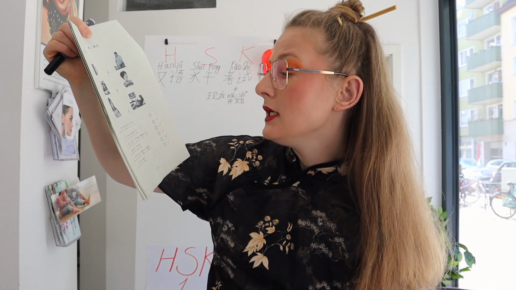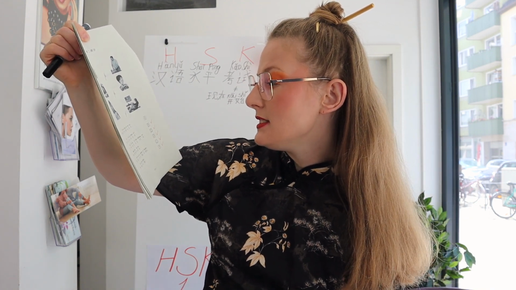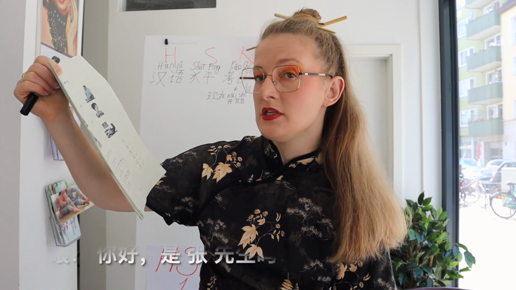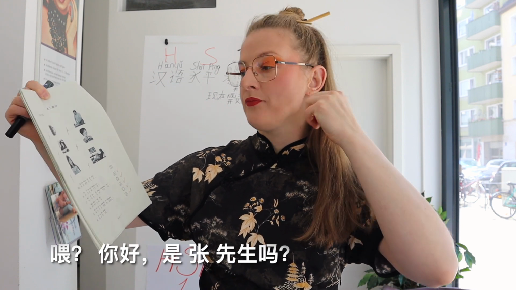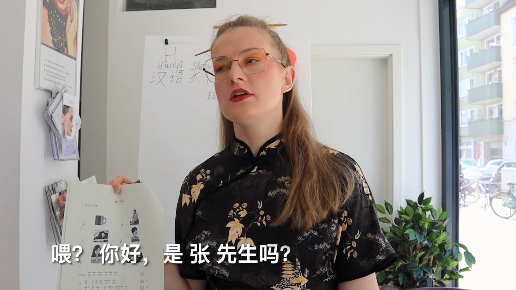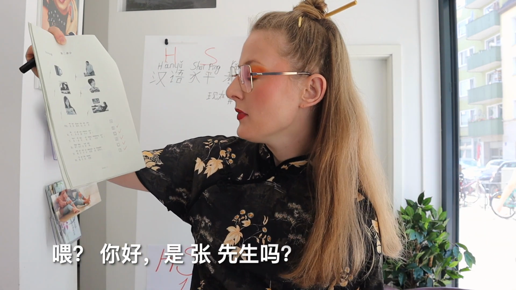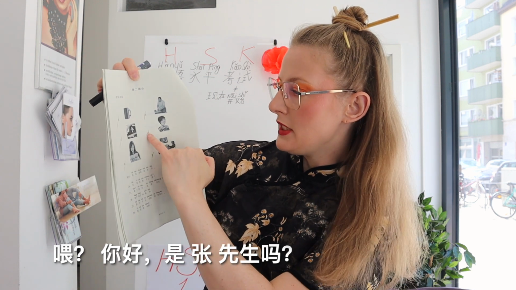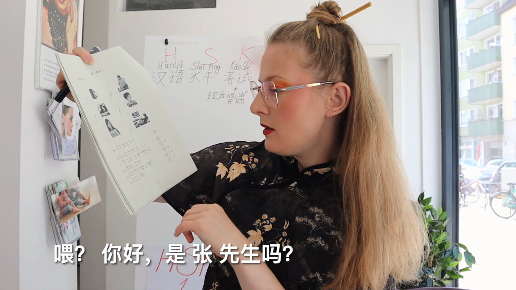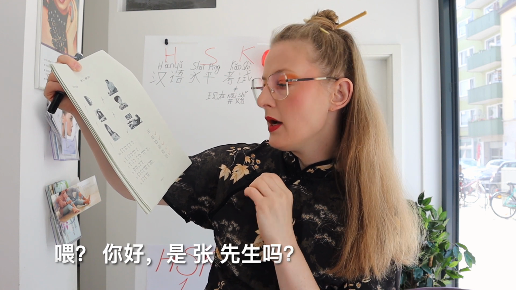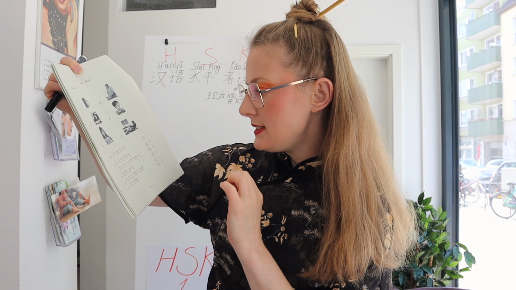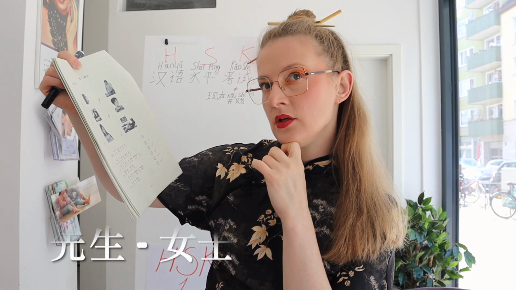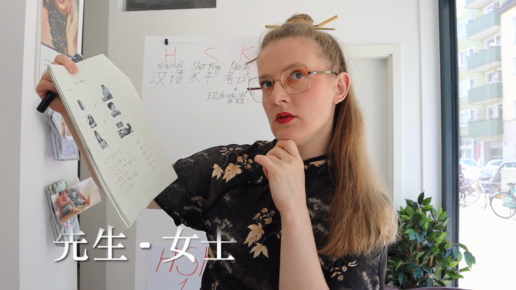27. 喂，你好，是张先生吗? Somebody's on the phone because in China people say 喂. It's like hello or hi. What do people say in Russian? слушаю, something like that, yeah. 喂. So I put the only person who's on the phone here. So 你好，是张先生吗? Is this Mr. Zhang? Am I talking to Mr. Zhang? Yeah. 先生. 女士 would be its female counterpart.